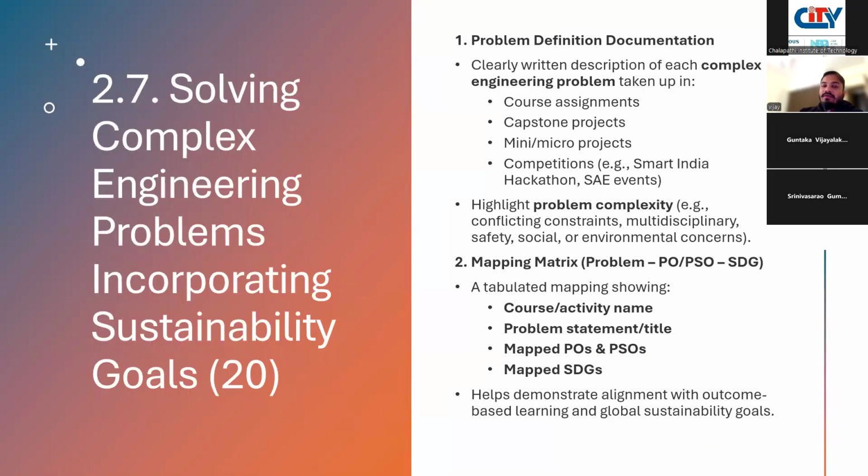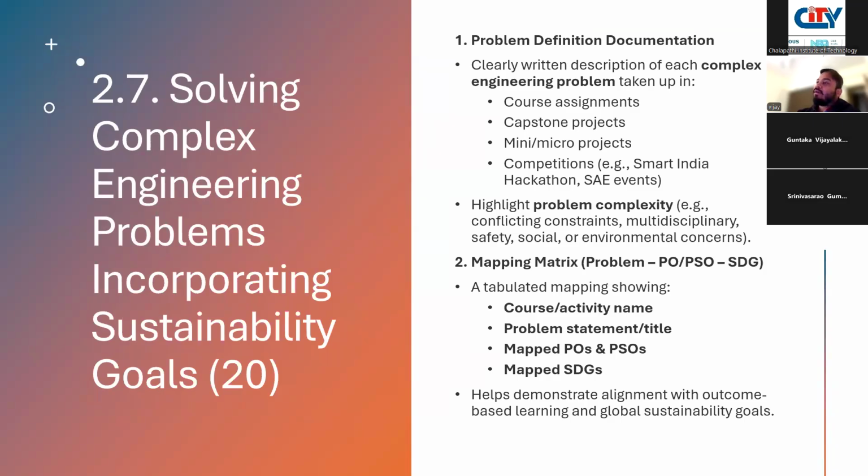So the last part over here, the major component of criteria 2 in NBA, is solving of complex engineering problems and incorporating sustainable development goals. So we need to first understand what is a complex engineering problem, the definitions of complex engineering problem, what problem can be defined as a complex engineering problem, and then how we are implementing it into the curriculum, and how we are integrating sustainable development goals also into the curriculum is what is expected in 2.7. So a clearly written description of each complex engineering problem taken up in course assignments, capstone, mini micro projects, and competitions.